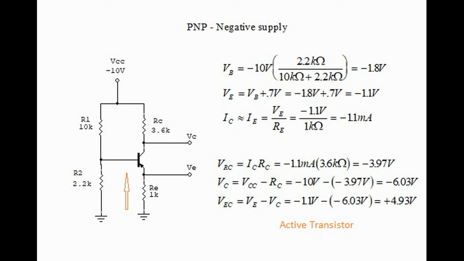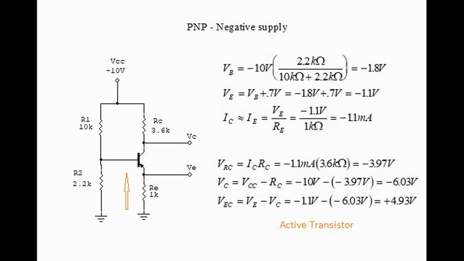The collector current is approximately equal to the emitter current, which equals negative 1.1 volts divided by 1 kiloohm, and this equals negative 1.1 milliamp. Negative current means that the current is flowing in the opposite direction of what we think. In this case, it's going from ground up to VCC, but VCC is negative. In other words, it's lower than ground. And so this is indicated by the little red arrow.